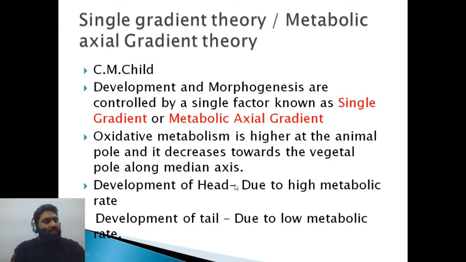Okay. So the development of the head is due to the high metabolic rate in the animal pole, and the development of the tail is due to the low metabolic rate in the vegetal pole. So the factor or the gradient or the chemical that is higher in the animal pole and whose concentration decreases towards the vegetal pole, that is the single gradient theory or metabolic axial gradient theory.